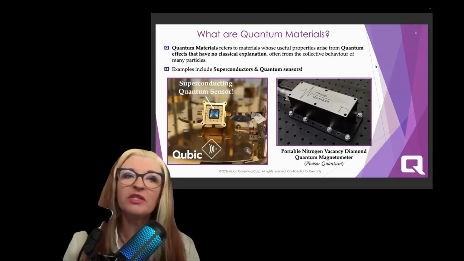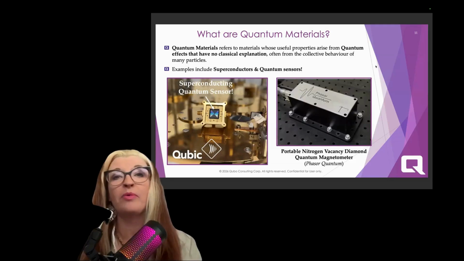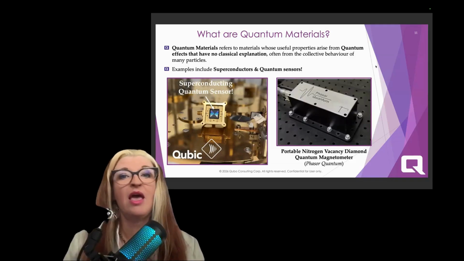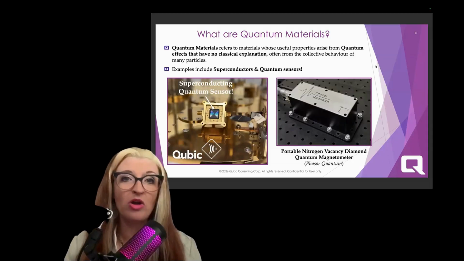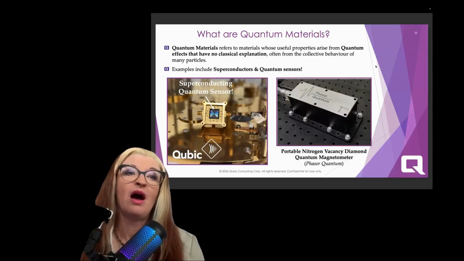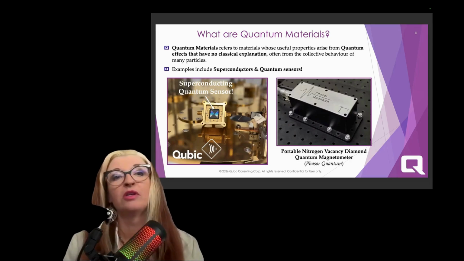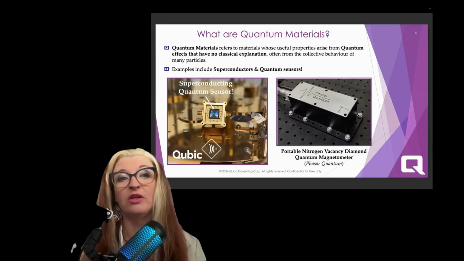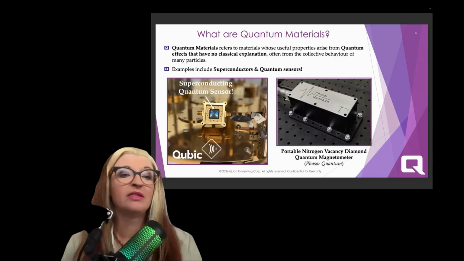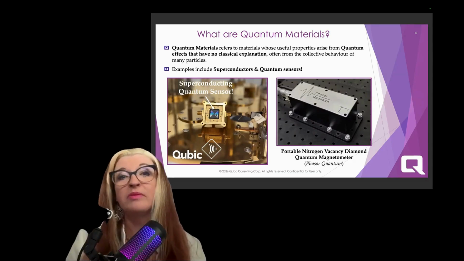And so now, what are quantum materials? Quantum materials refers to materials whose useful properties arise from quantum effects that have no classical explanation, and often from a collective behavior, a group behavior of many particles acting like one. Some examples of quantum materials you might have heard of before, superconductors. That is a quantum material, and this is a picture of a type of superconductor that's used as a quantum sensor, designed by a Canadian company, Qubo Technologies, used for, again, quantum sensing.